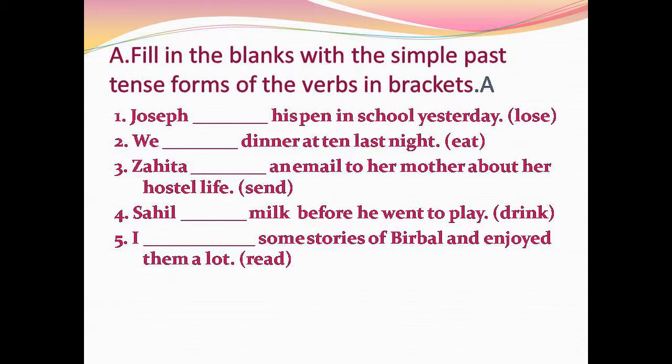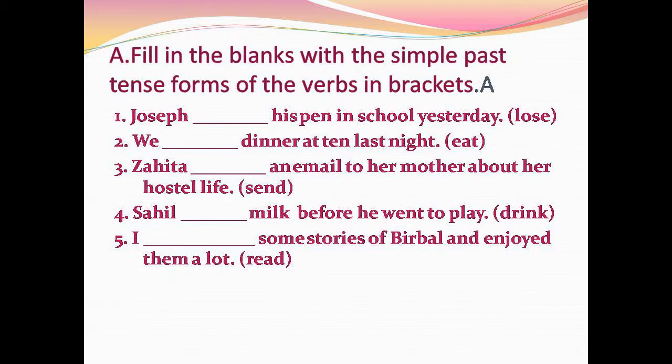Number 1. Joseph dash his pen in school yesterday, and the word given in bracket is lose. Right? When did it happen with Joseph? When did he lose his pen? Yesterday. Yesterday means past tense, right? So here we have to use simple past form of the verb, and the simple past form of the verb lose is lost. So the answer is lost. Joseph lost his pen in school yesterday. Please write lost in your grammar book and complete this exercise.